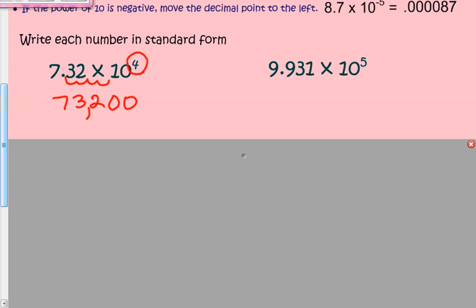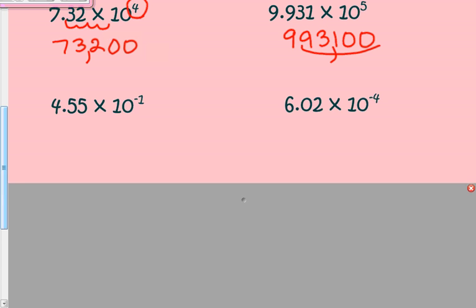So the 32 takes up 2 of those spots. And looking at the next one, we have a 931 taking up 3 spots, and we have to go 2 more. So we'll just be adding 2 more zeros. And that's 5 times. From here to here is 5 places. And then we'll go back and put a comma, 993,100. All right, let's keep going.